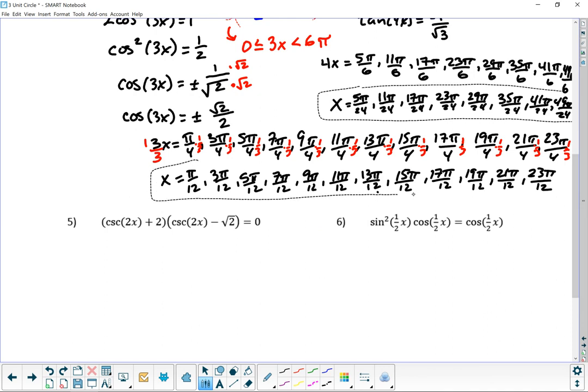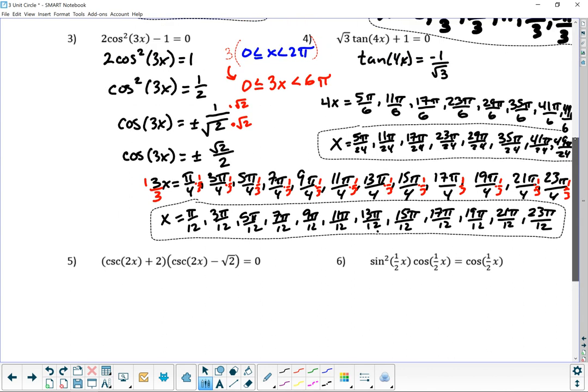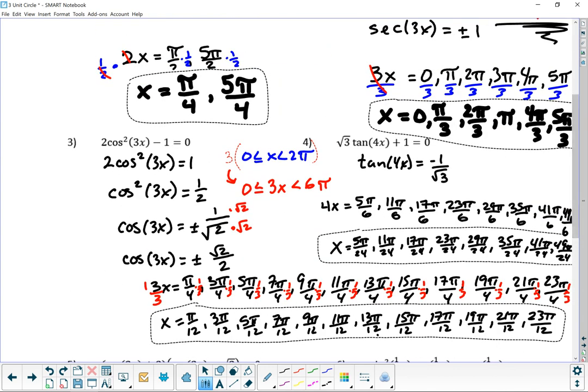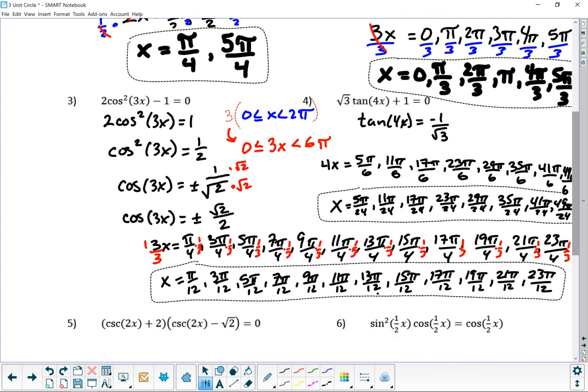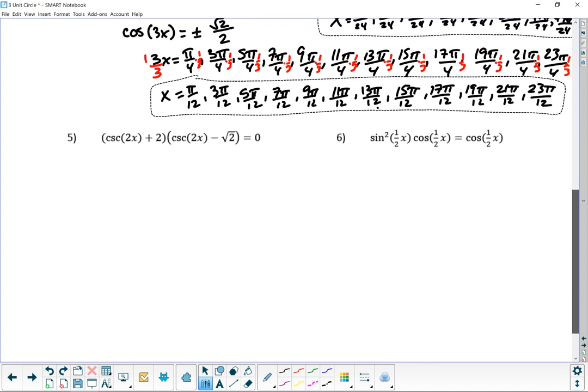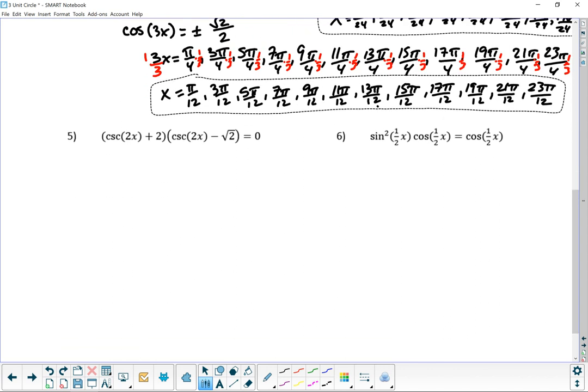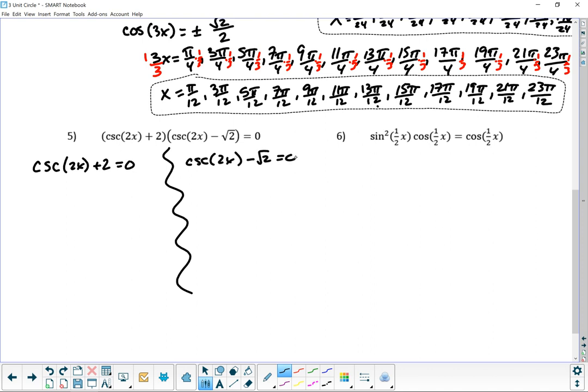This was my answer for number 3, right? So 1, 2, 3 on the 3 towards the bottom, 4 is right there. And then I'm just going to finish off with 5 because we did 6 in class together. So 5 is already set up for you. You can just split this down the middle. This is cosecant 2x plus 2 equals 0, and cosecant 2x minus radical 2 equals 0.